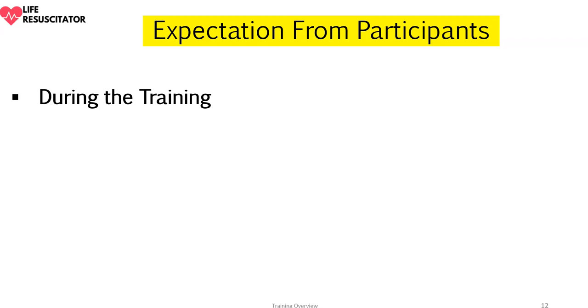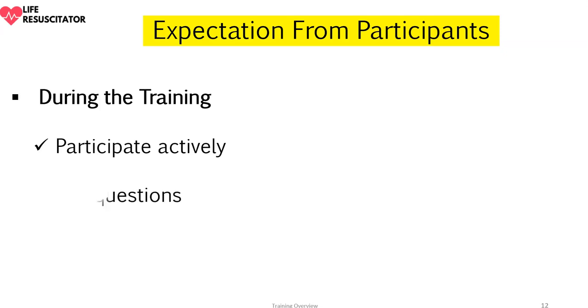During the training, participate actively. Active participation is expected. Participate in discussions, in answering questions, in contributing your own ideas. Participate actively. Very important.